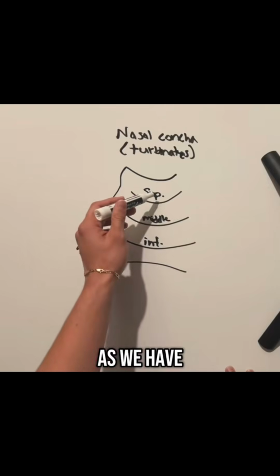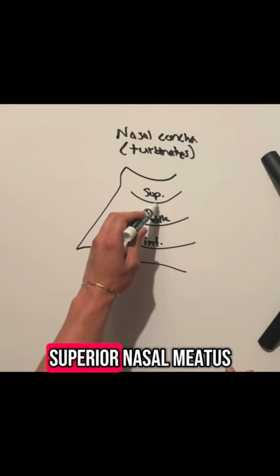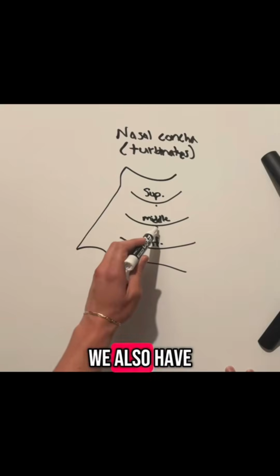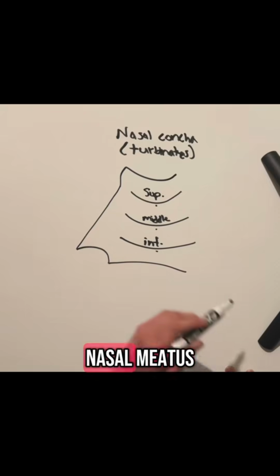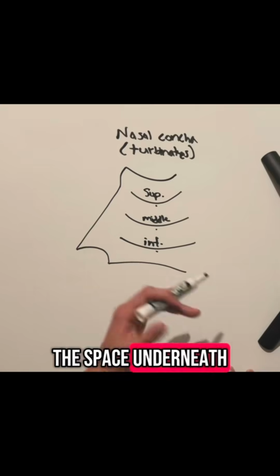And so just as we have a superior concha, we have a superior nasal meatus. We also have a middle nasal meatus and inferior nasal meatus. So this is kind of like the space underneath the concha.